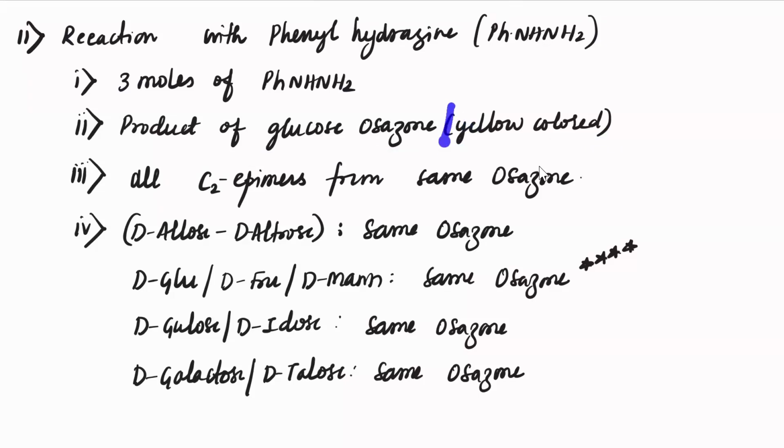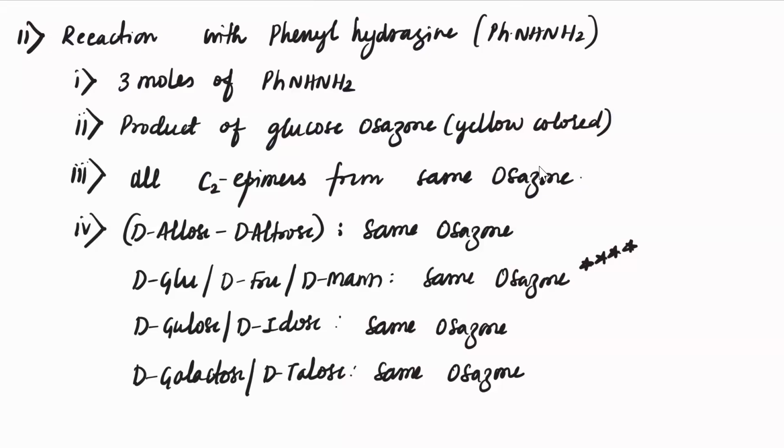It is a yellow colored crystal form. And along with glucose, it will give the same reaction with C2 epimers from osazone, which means if you take the C2 epimer of glucose, which is mannose, then glucose and mannose will give the same reaction.